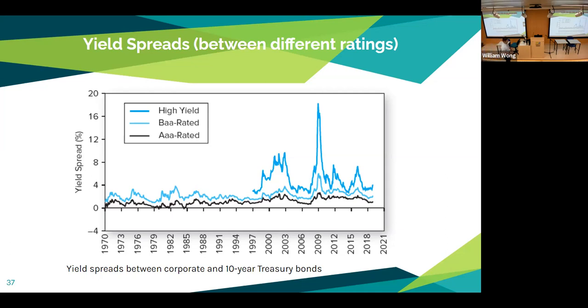So the black line is AAA, and then BAA becomes a little bit riskier, and you can see it's the lighter blue line in the middle. You can see the spread in between. So the yield spread means comparing the triple A to the BAA, and also you can compare it to the high yield bond, the dark blue line, which is the highest line. You can see the spread movement.